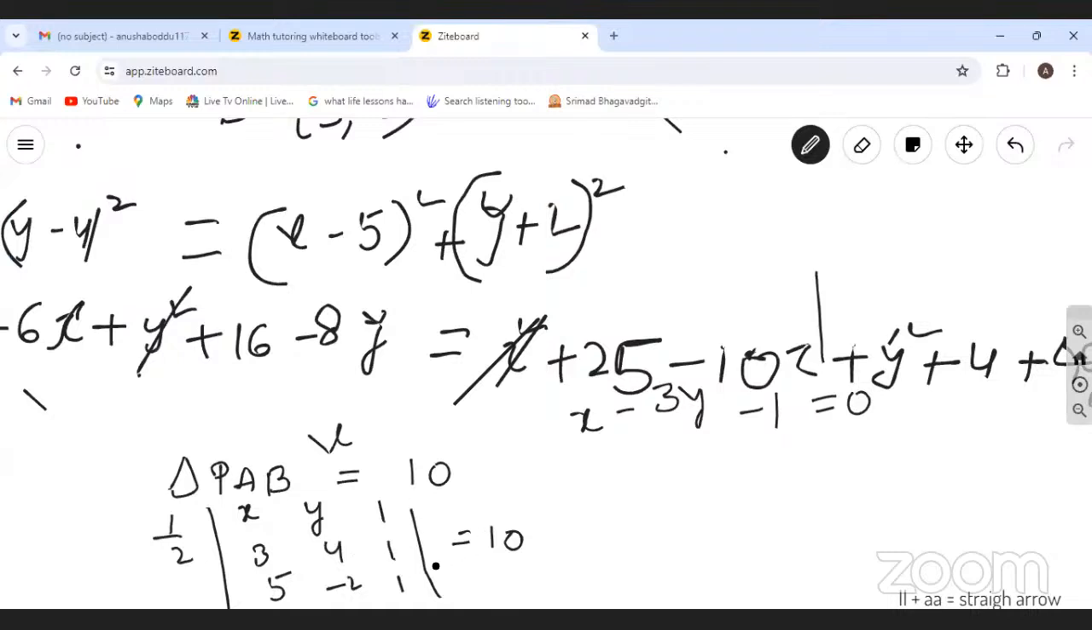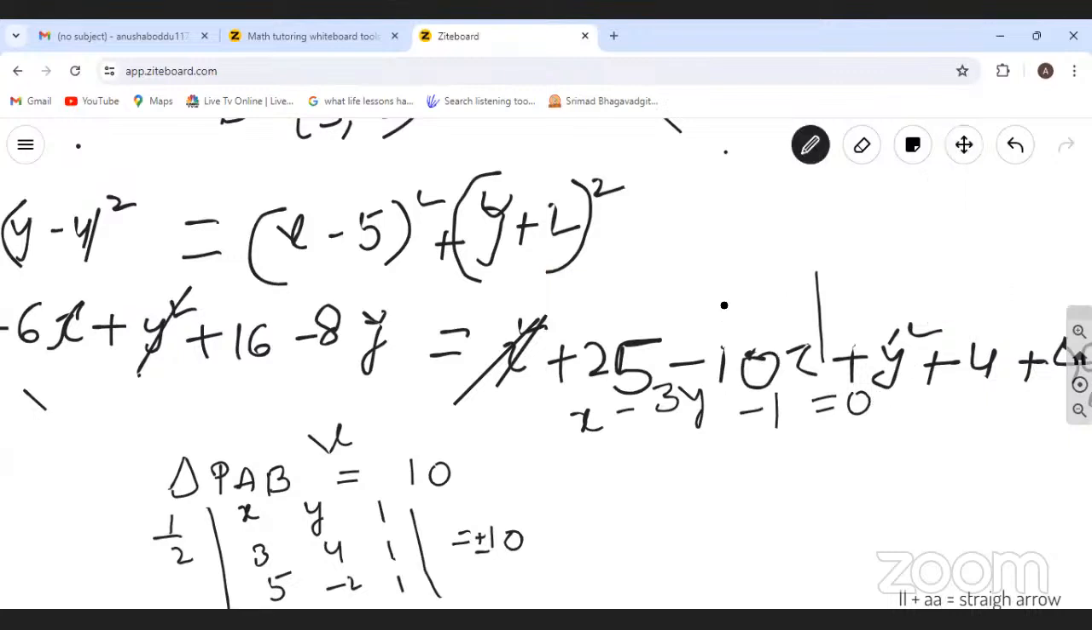So if you solve this, what will you get here? For 10, you need to take plus or minus. So if you solve this, you will get two equations, that is plus 10 and the other one is minus 10. So what is the equation you got? 6x plus 2y minus 26 equals to plus or minus 20.